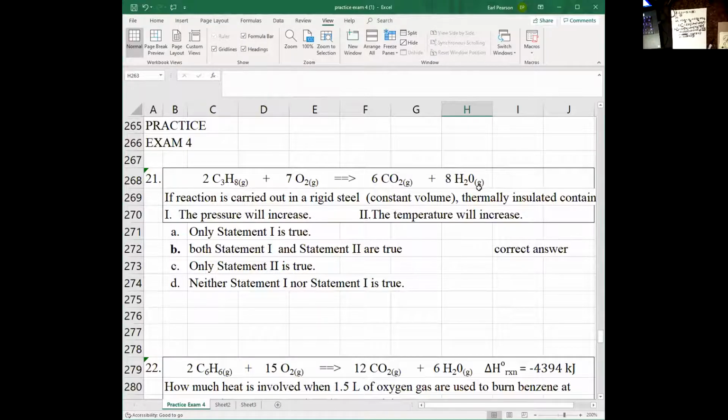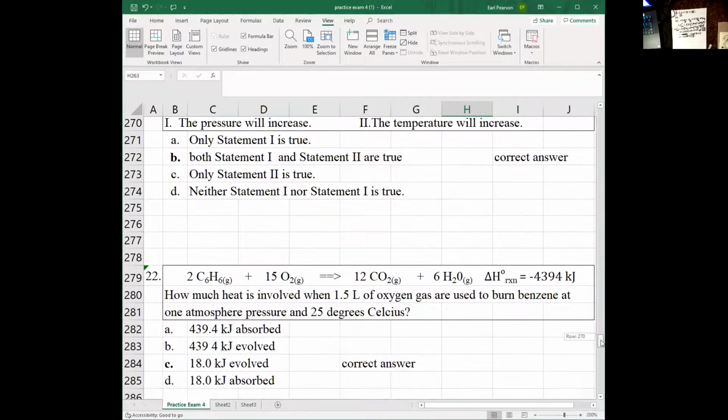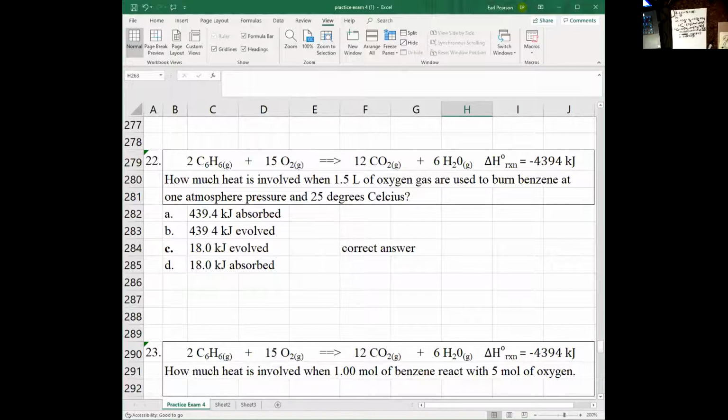Now, suppose that had been liquid water. How would that have changed things? Well, I went from 9 moles of gas to 6. So the pressure would have gone down. Now it's still exothermic, so the temperature would have gone up. But if this had been liquid water, only statement 2 would have been true. So it would be C instead of B.